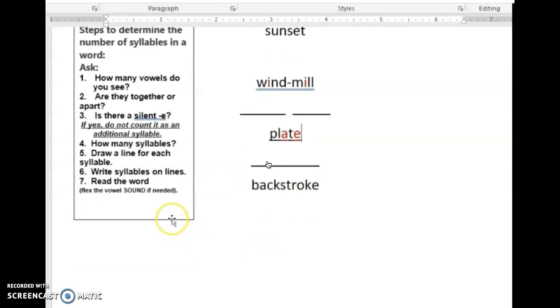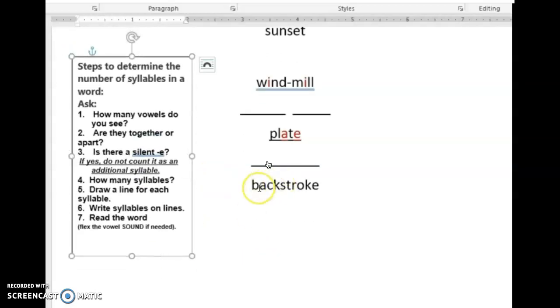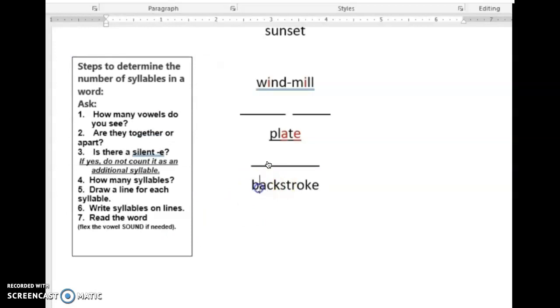Let's take a look at this last word we're going to practice with. We ask our questions, how many vowels do you see? So we would count them and identify them. We have an A, we have an O, and finally we have an E. So we have three. Are they together or apart? They are apart. And we can see here we do have a silent E. So we have three vowels that are apart, but we have a silent E.